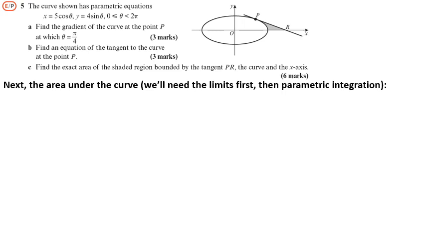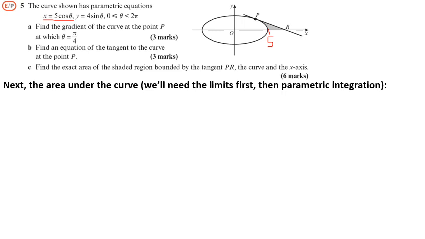Now we've found the area of the triangle, we need to look at the area under the curve. Then we're going to subtract it from the area of the triangle. This is the bit that needs parametric integration, and we need to first identify the limits. Fortunately, we've already looked closely at what's happening with x equals 5 cos theta, so we should be able to recognize that the value where the ellipse crosses the x-axis here is going to be a 5.